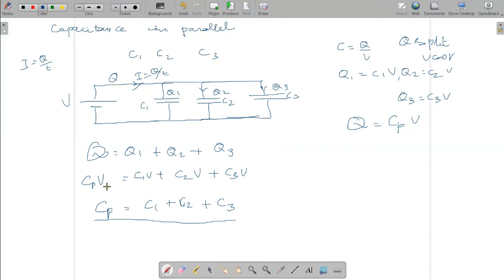Upon conclusion, the effective capacitance is equal to the sum of the individual capacitors. That's all. This is the way we can derive the formula to calculate effective capacitance.